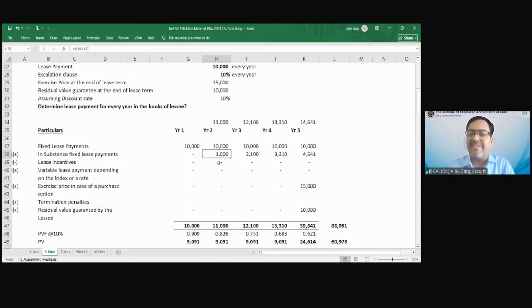So what asset will the lessee recognize? Right of use asset. What is the meaning of right of use asset? Right of use asset is equal to present value of lease payments. And what is the lease payment? These are the lease payments, right?